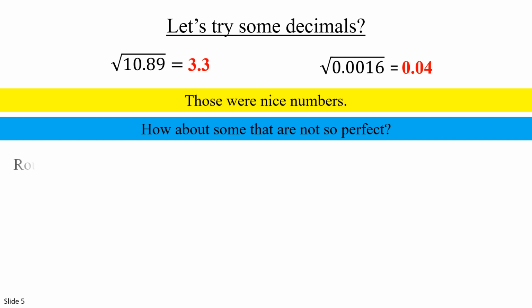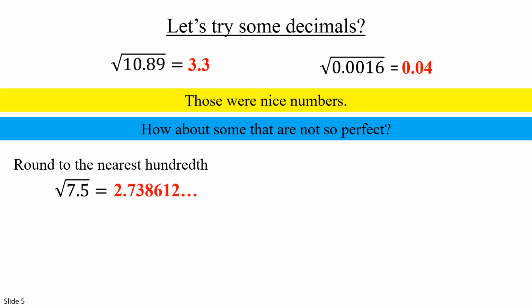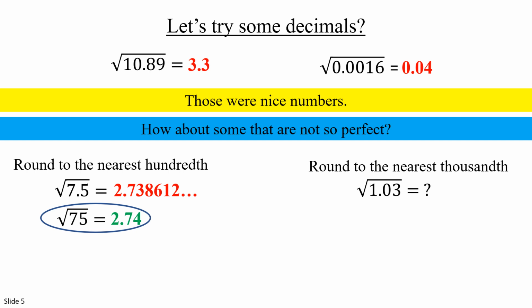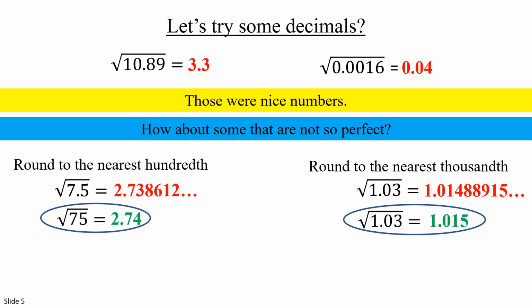Some not so perfect. Round to the nearest hundredth, root 7.5. Well, 2.738612 and so on. Rounding to the nearest hundredth is 2.74. Round to the nearest thousandth, 1.01488915 becomes 1.015.